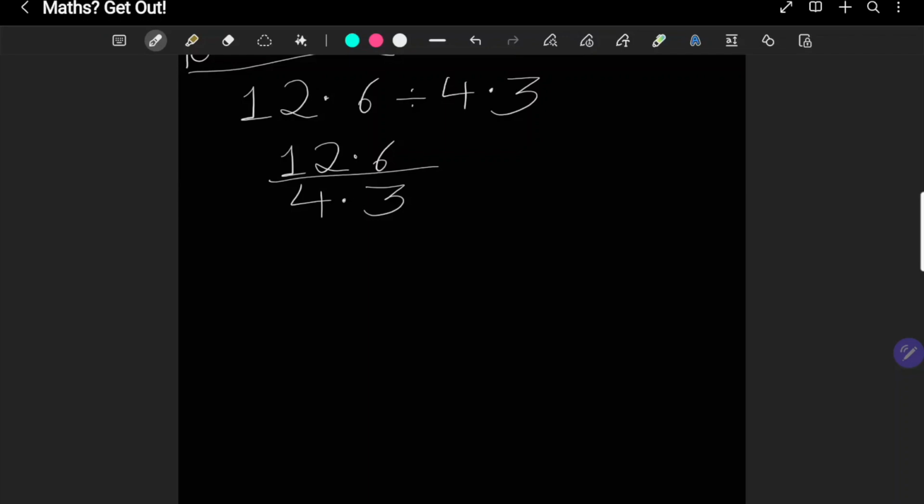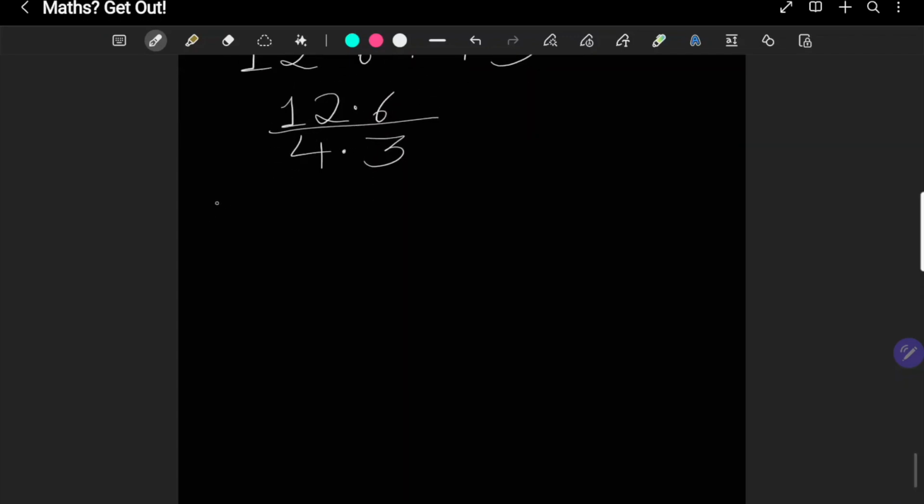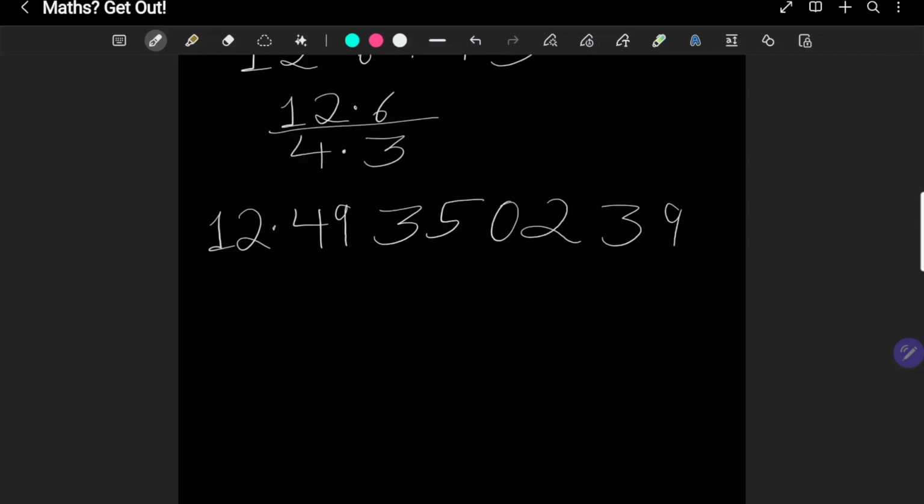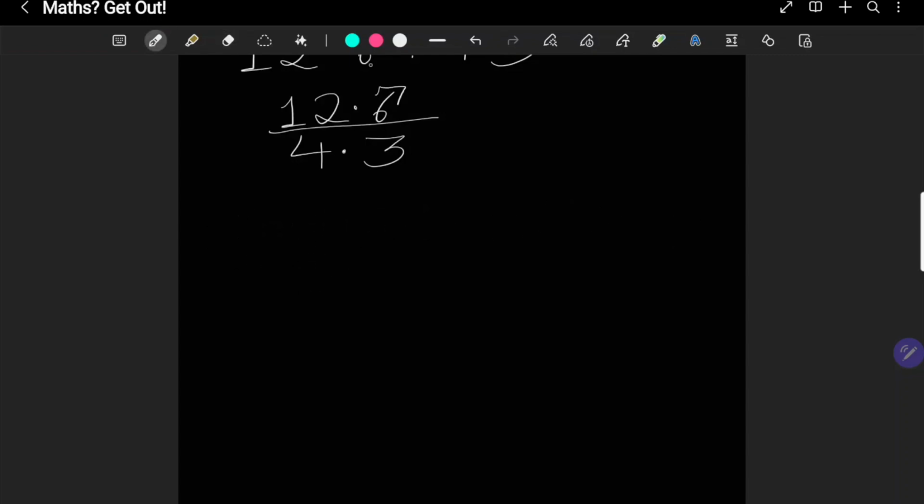Now, a very important rule in decimals is, let me first teach you this. Let's say we have 12.49350239. This right here is the 10th place. So let me just write it down. 10th place. This is the hundredths. This is the thousandths, and so on. So this 6 right here is the 10th place.